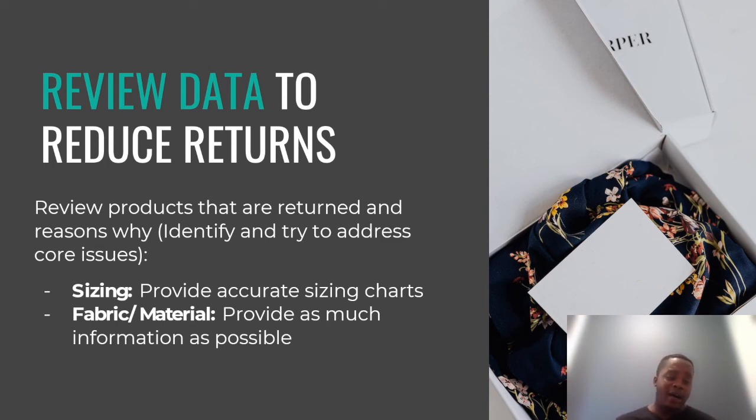It could be the color, fabric, or material. Generally, you'd want to provide as much information as possible. You could include links and videos that give customers more information before they make that specific purchase, to avoid a return, right? So just have a data reviewing process for why products are being returned. Like I've mentioned, you want to keep returns as low as possible, right?